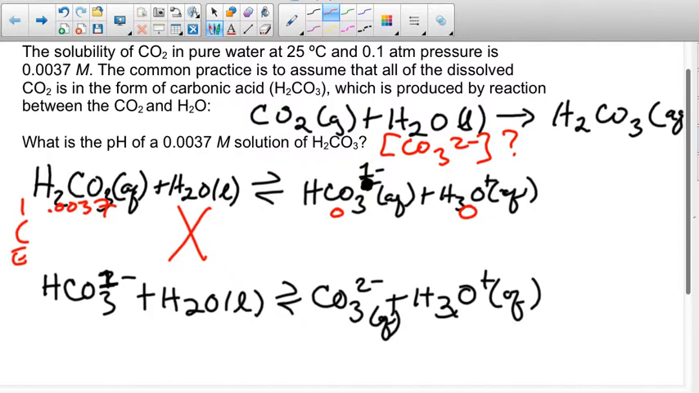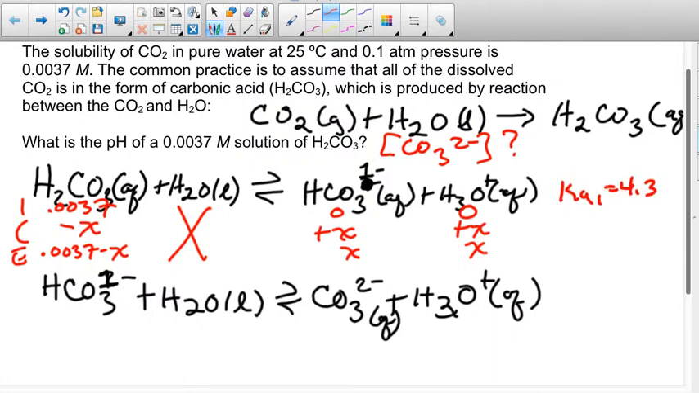Which way is this equilibrium going to shift then? To the right. It's going to make some product. So this is minus X, plus X, plus X. So this would be 0.0037 minus X, X, and X. What's my Ka1 for carbonic acid? 4.3 times 10 to the negative 7. Yeah. Ka1 is equal to 4.3 times 10 to the negative 7.